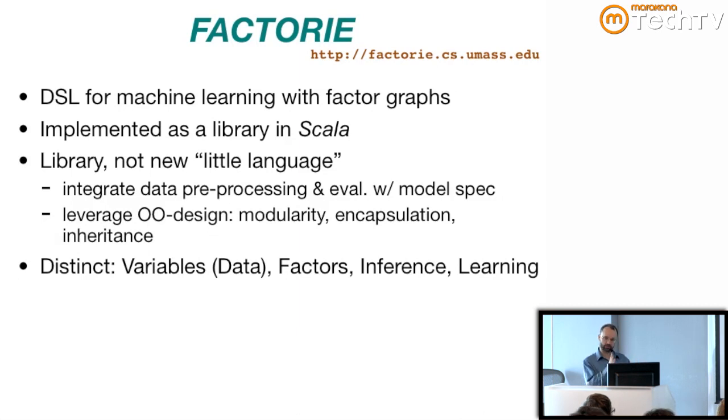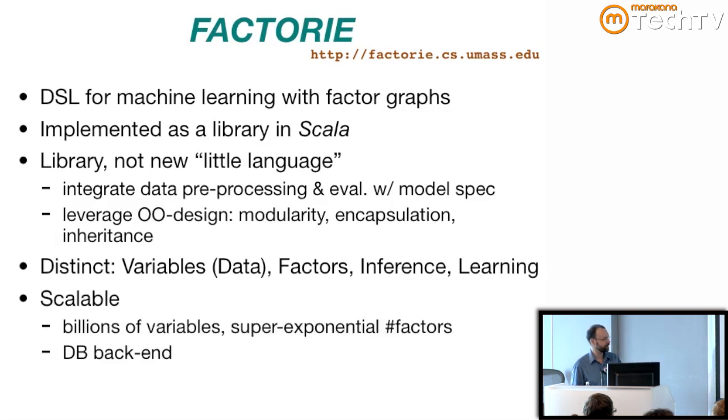FACTORIE strives, this is different from some of the previous systems that I described, to keep very distinct its notion of variables, random variables in the model, in other words, the data that represent a solution, the factors, in other words, the model or how the model expresses preferences for some solutions over others, the inference methods, and the learning methods. And these are all defined quite separately, allowing a lot of mixing and matching in a way that's worked out very nicely for us. And it is indeed scalable. We run it on billions of random variables with super exponential number of factors, and there's a database back end, so you can run on more data than you can fit in memory.